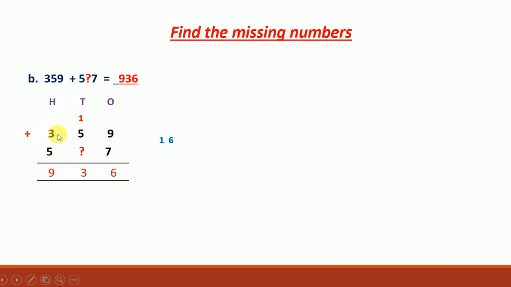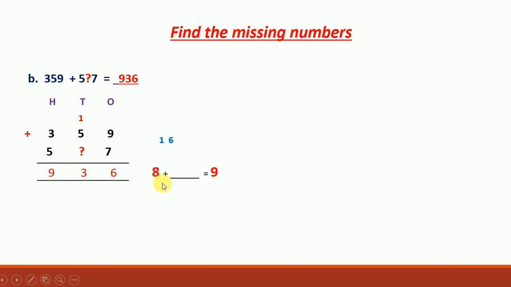In the hundreds place we are having 3 hundreds and 5 hundreds. So 3 plus 5, what will you get as the answer? Keep 5 and count after it: 6, 7, 8. You are getting the answer 8. But in the answer place we are having 900s, isn't it? Okay. Now let's check.